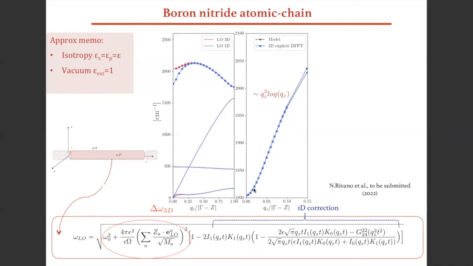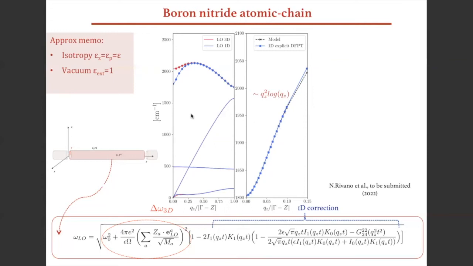So we can now plot our model on top of the DFPT results. This is not a fit, it's just the analytical model on top of DFPT. And we can see that indeed our model is pretty good in reproducing the long wavelength limit for this kind of polar optical phonons in 1D. So at this point, everything seems to work fine, both the implementation and the physical understanding we get from our model.